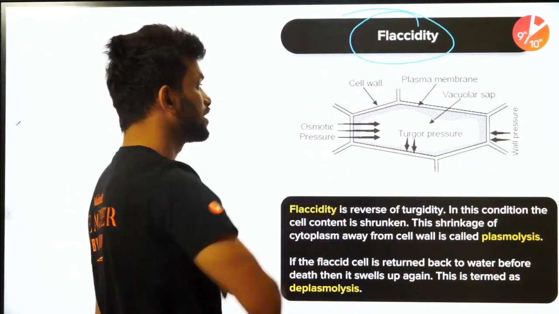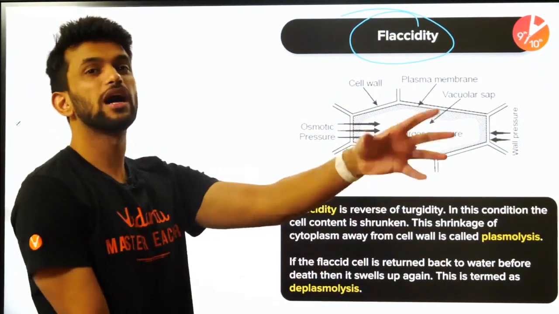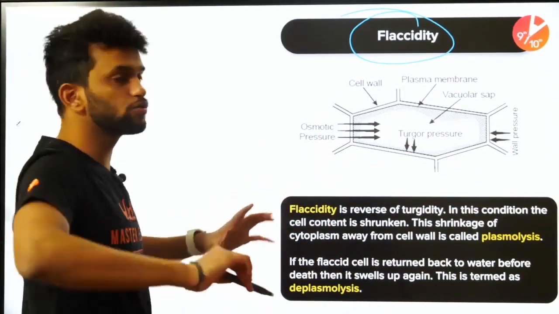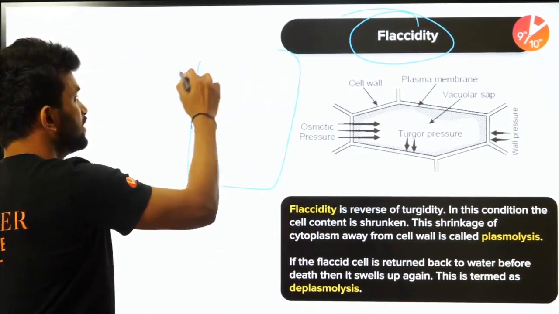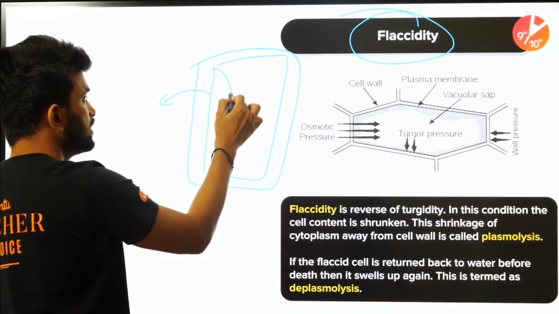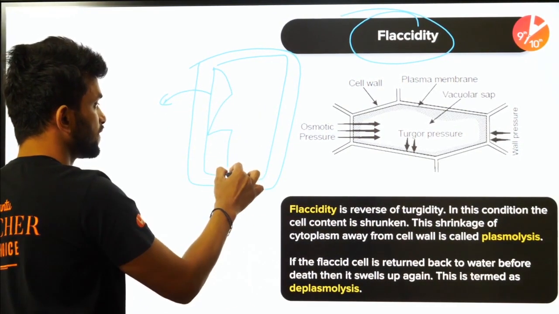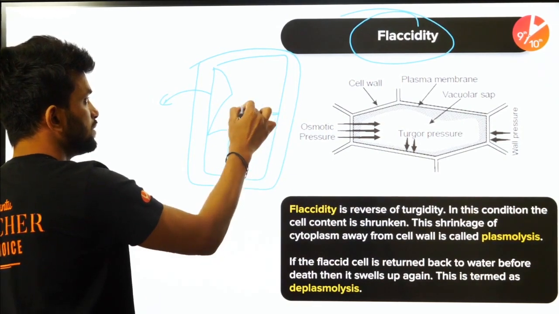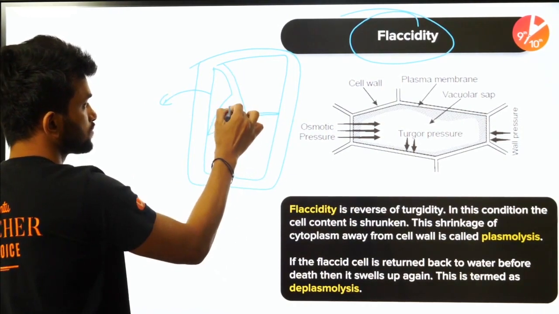Then flaccidity. अब ये क्या होता है? अब ये it is उल्टा of turgid. मतलब अब सेल मोटू था, अब सेल का सारा पानी निकल गया है. All the water has come out of the cell. What is happening? The cell membrane is shrinking. The cell membrane has shrunk.